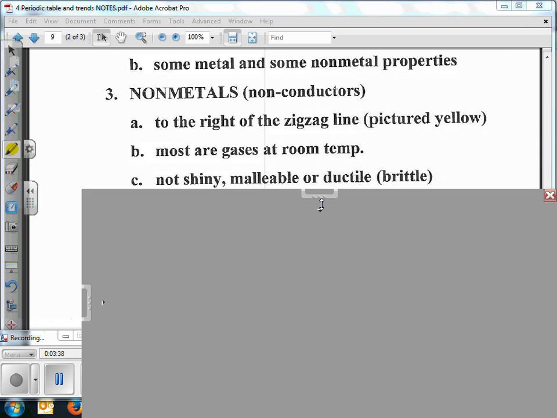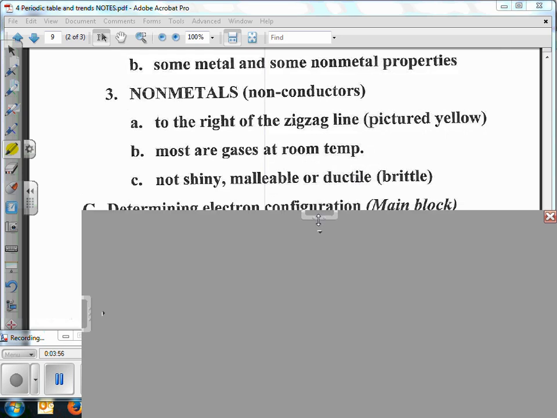So nonmetals are to the right of the zigzag line. Most are gases at room temp. They're not shiny. They're not malleable. They're not ductile. Remember we talked about those words, malleable and ductile. Malleable is pounded into sheets. Ductile is stretched into wires. That sounds like metal. Okay?